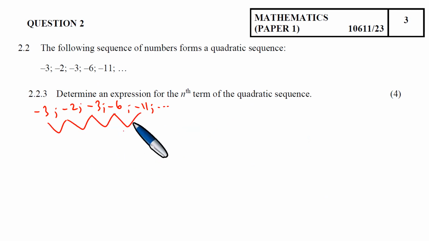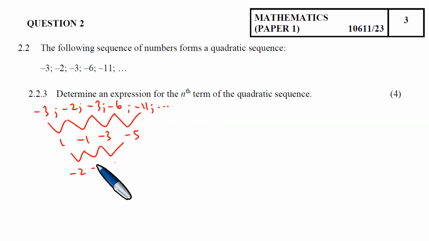What is the difference here? The difference here is 1 minus 1, which is minus... it is 3, and then 5. Okay, so you continue and find these second differences, and they are minus 2, minus 2, minus 2. There are a couple of things you need to note: this one is always 2a, this one is always 3a plus b, and this one is always a plus b plus c.